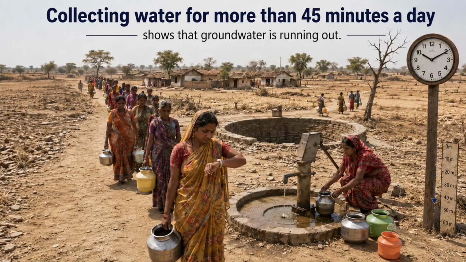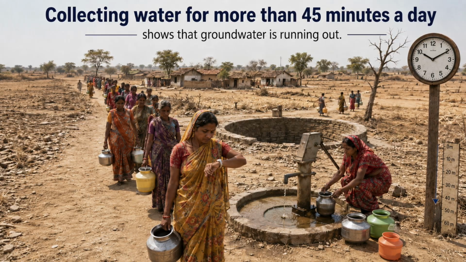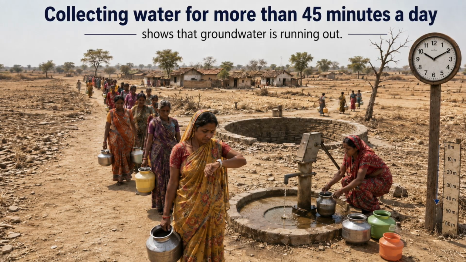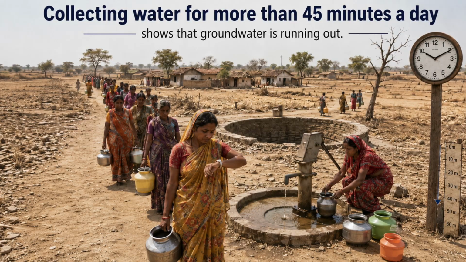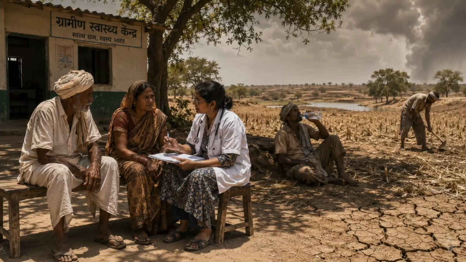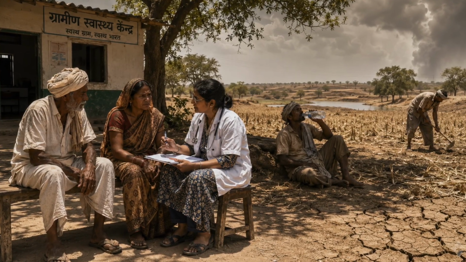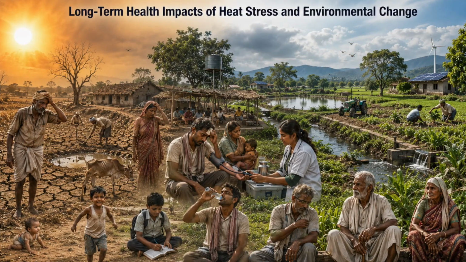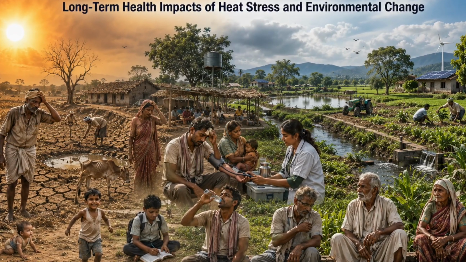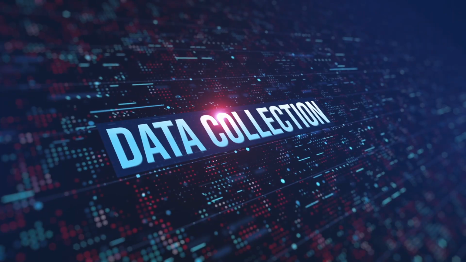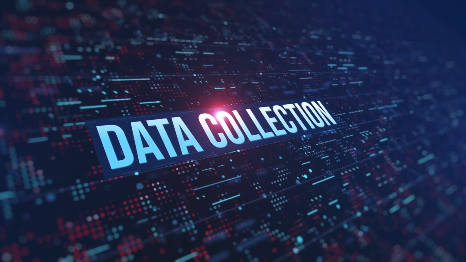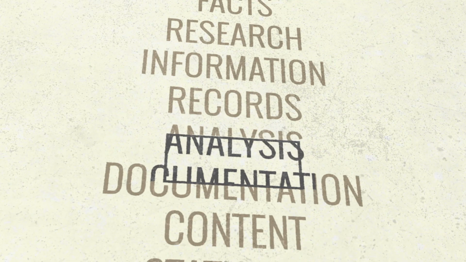The result can help to understand a lot of things, like how collecting water for more than 45 minutes a day shows that groundwater is running out, or how eating less than 3 meals a day shows that the monsoon is not working. Life histories also show long-term health problems that are linked to heat stress and changes in the environment. There are many important sources of data that suggest important insights.